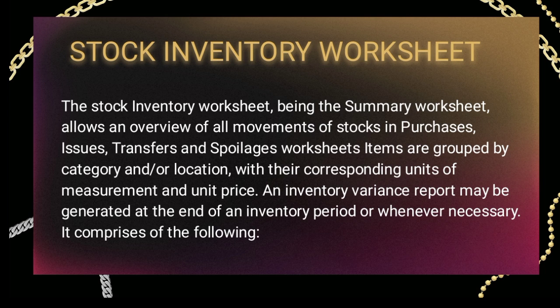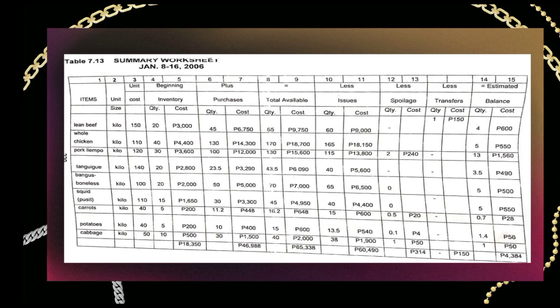The stock inventory worksheet, or the summary worksheet, allows an overview of all movement of stocks in the purchases, issues, transfers, and spoilages worksheets. Items are grouped by category or location with their corresponding units of measurement and unit price. An inventory variance report may be generated at the end of an inventory period or whenever necessary. So this is a summary worksheet with the items, unit, and cost.